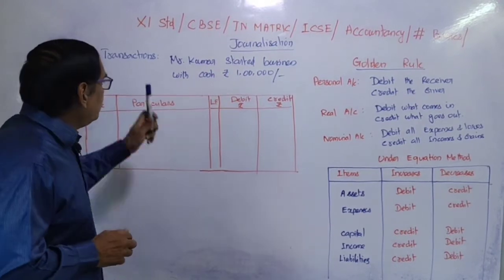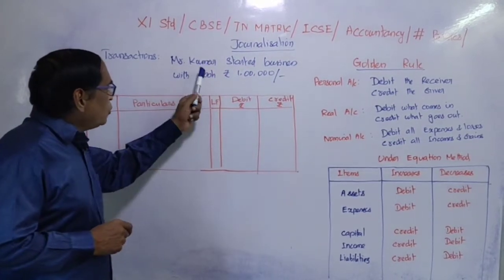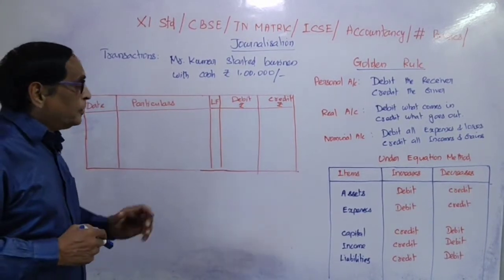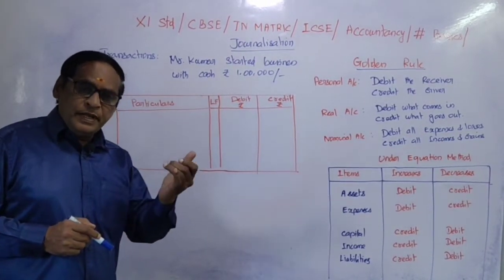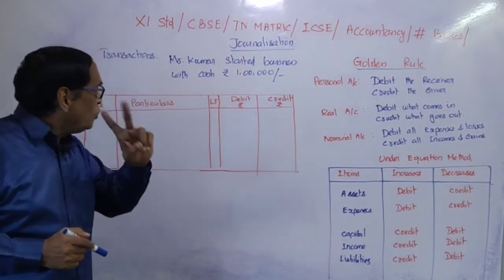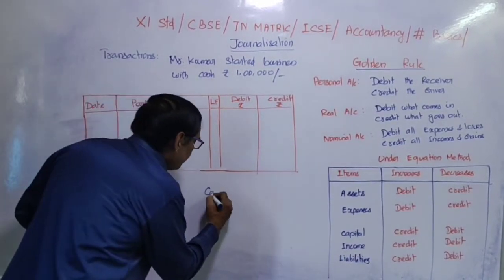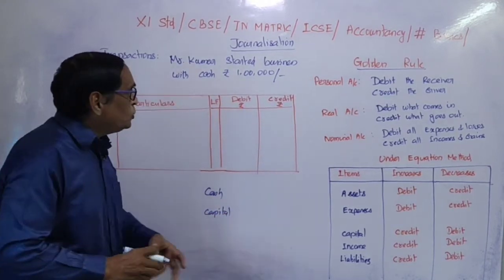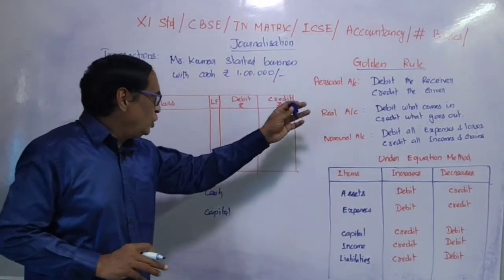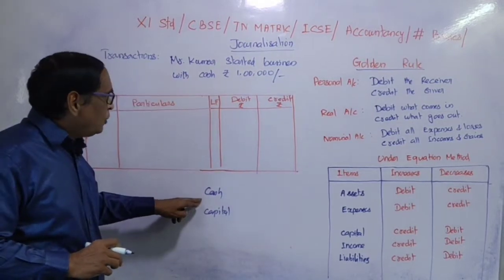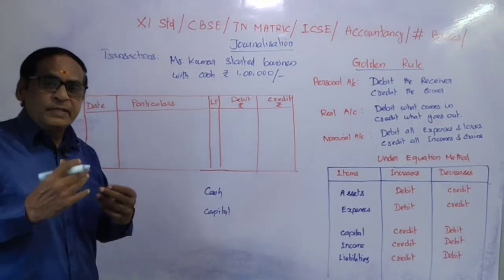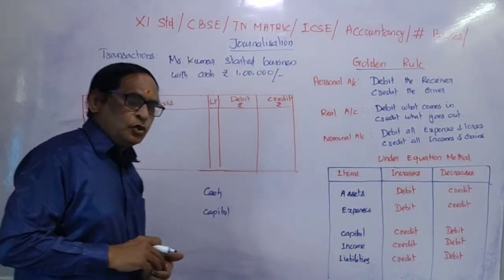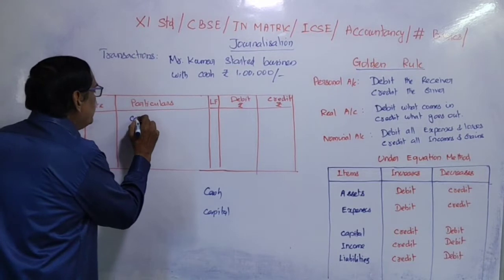For example, the first transaction is Mr. Kumar started business with cash rupees 1 lakh. Here, started business means the capital is involved. There are two accounts in this transaction. First one is cash and then capital. Here, if we use the golden rule, cash account debit. If you start the business, as far as the business is concerned, cash is coming inside. So, debit what comes in. So, cash account should be debited.